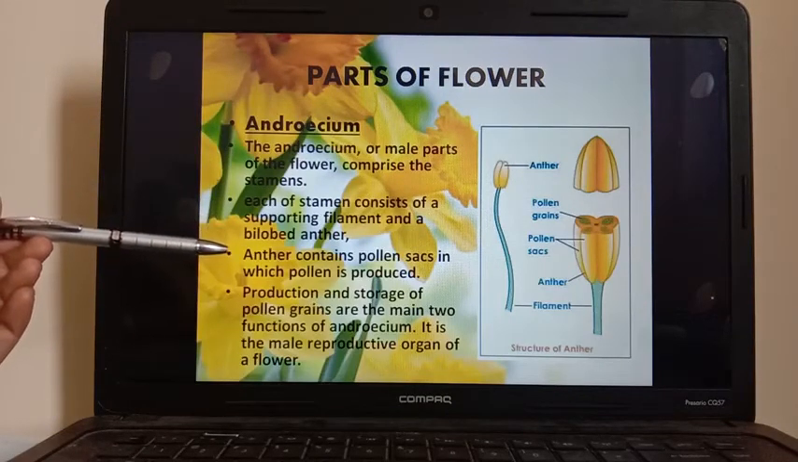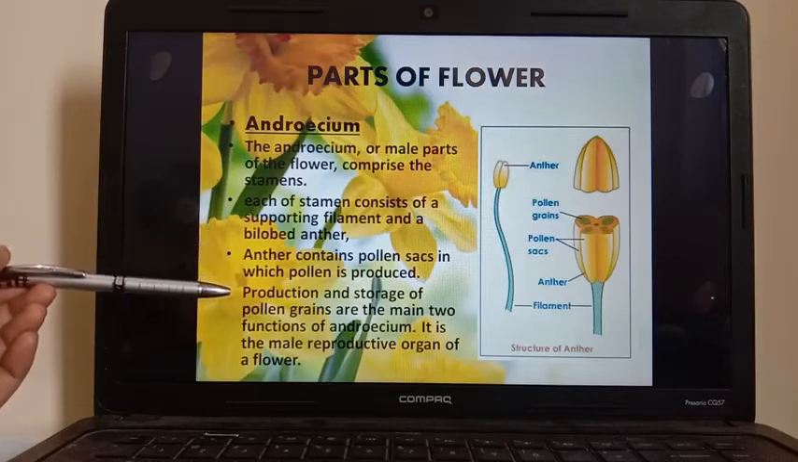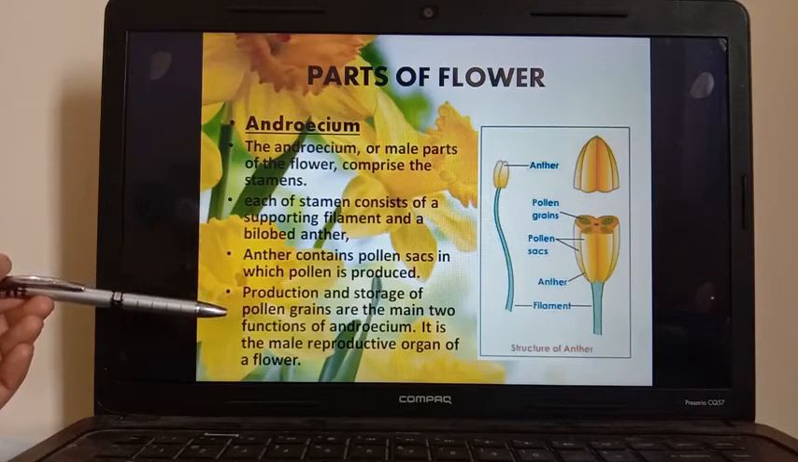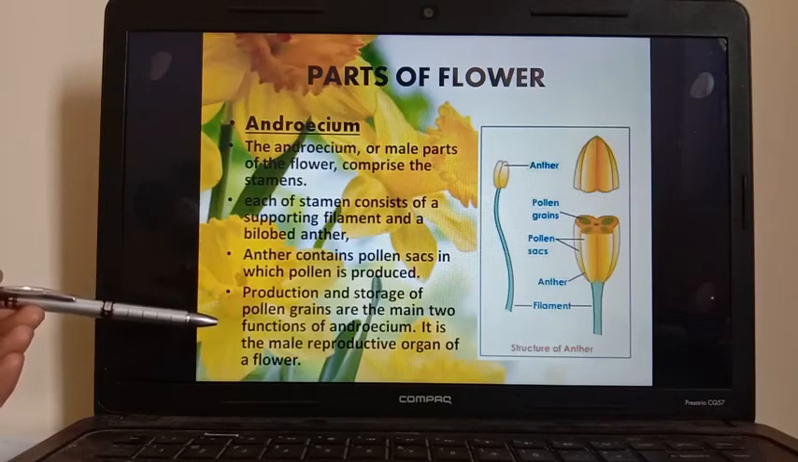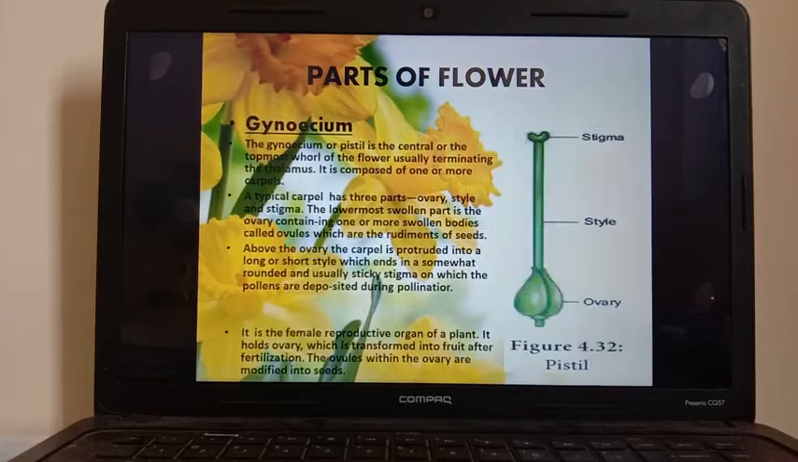Anther contains pollen sacs in which pollen is produced. Production and storage of pollen grains are the two main functions of the androecium. It is the male reproductive organ of a flower. So the main function of the androecium is to produce and store the pollen grains by which it can take part in the reproduction process.